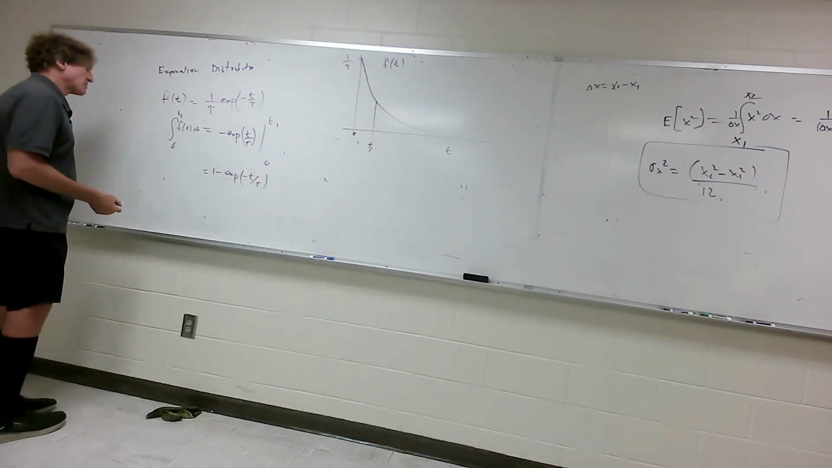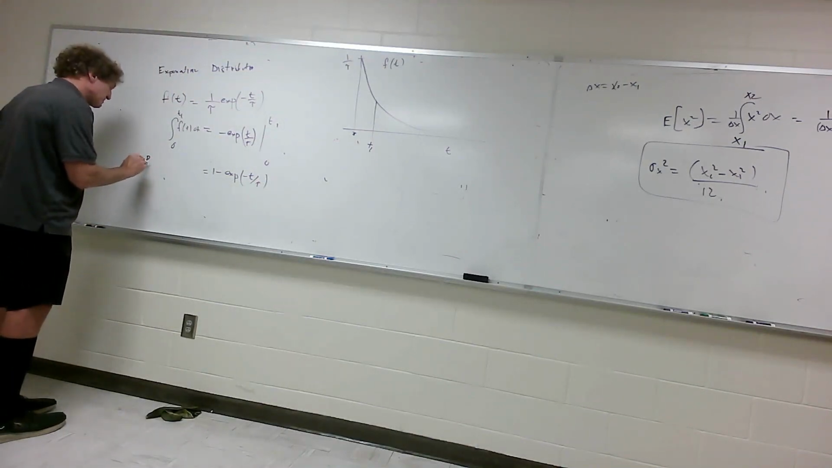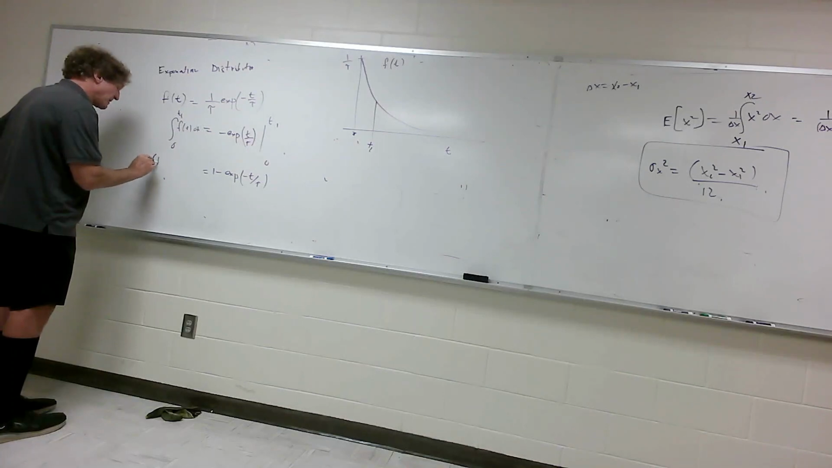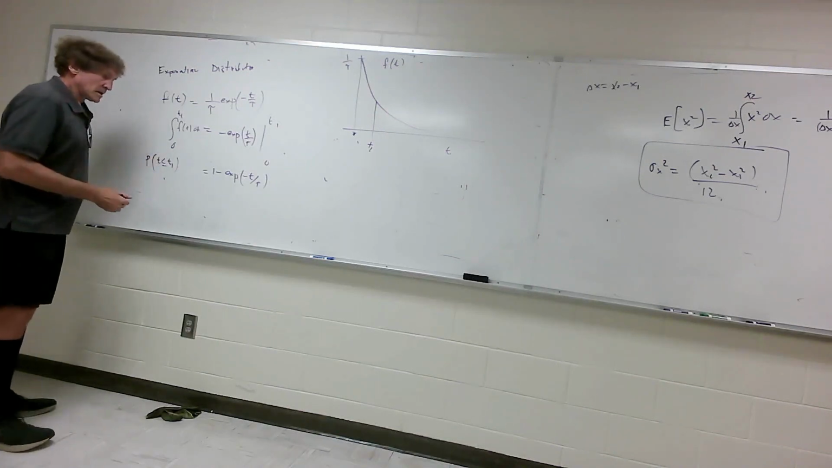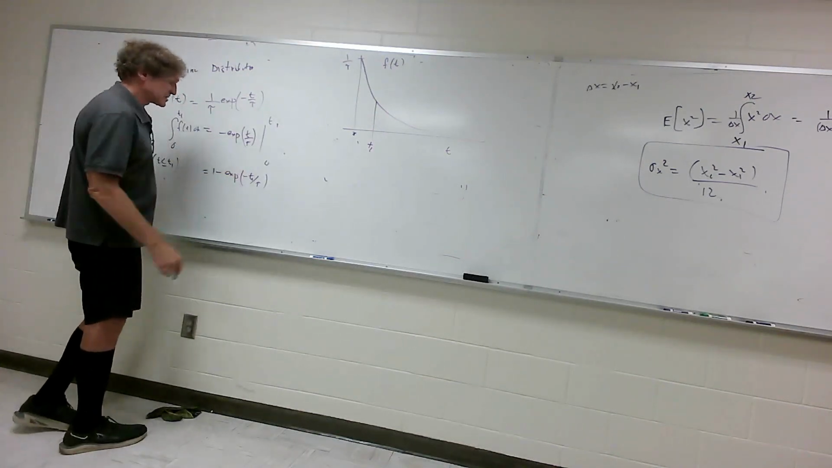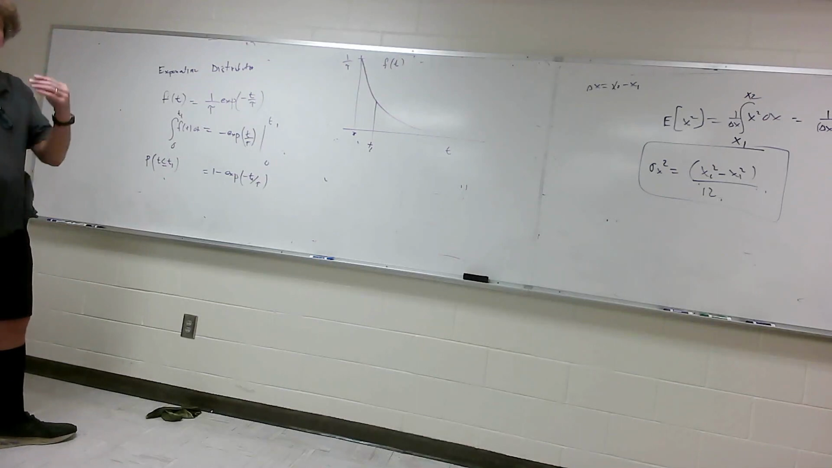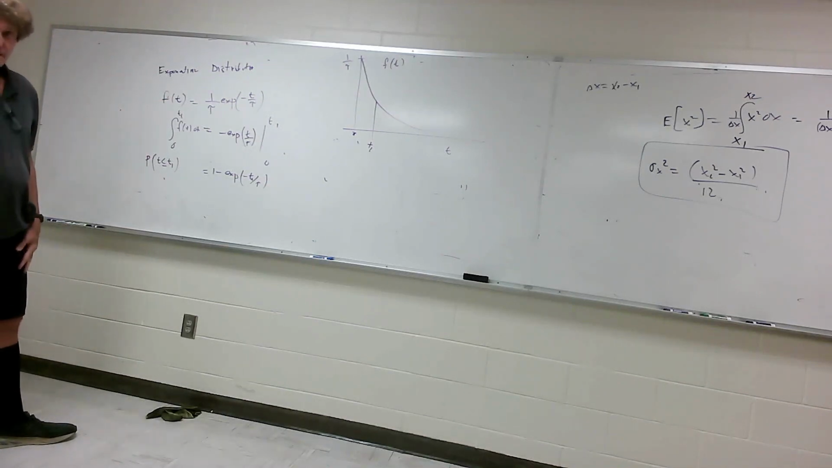That's the probability of the event occurring less than or equal to t1. And you can see as t1 goes to infinity, it's 100% sure something happened between 0 and infinity.